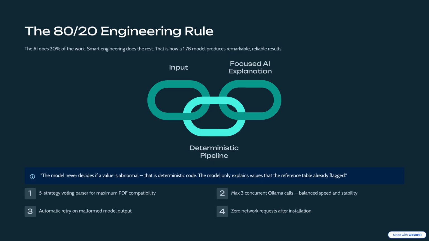This slide is the most important one technically. It explains why a 1.7 billion parameter model is enough. The model does 20% of the work. Deterministic code does the other 80%.